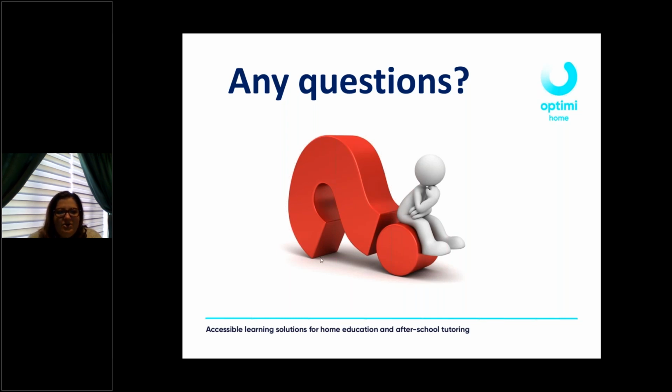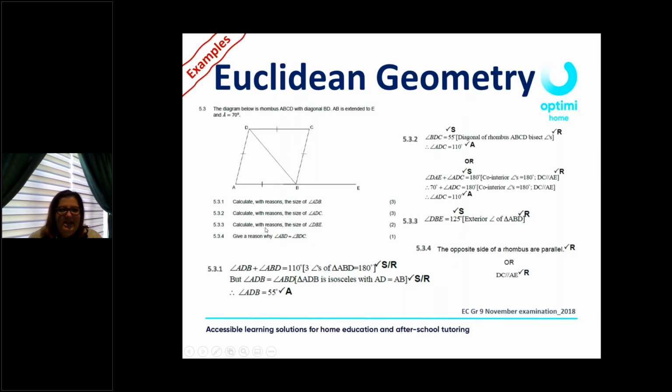Okay, Muluanto actually asked us to explain 5.3.3 again. They want us to calculate the size of angle DBE. And DBE, let me mark that for you, is my exterior angle.